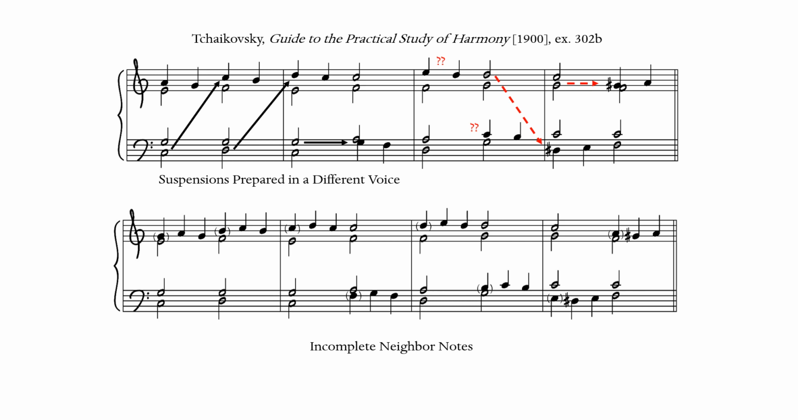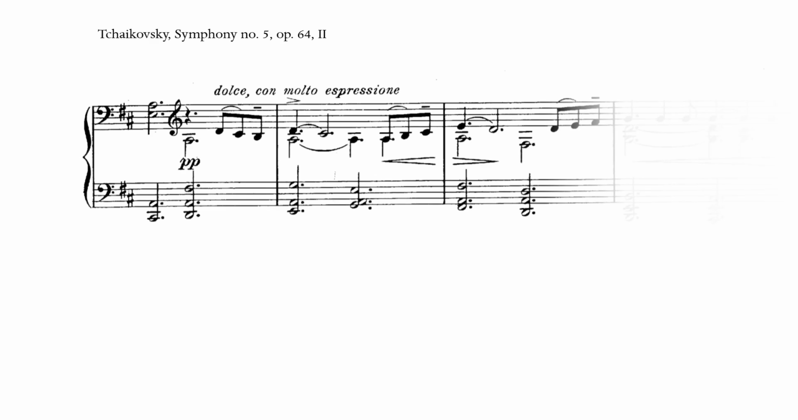Let's finish the video with some examples from real music of these kinds of dissonances at work, and learn how to analyze them. Here is the beginning of one of the more famous French horn solos in the repertoire, from the slow movement of Tchaikovsky's Fifth Symphony.